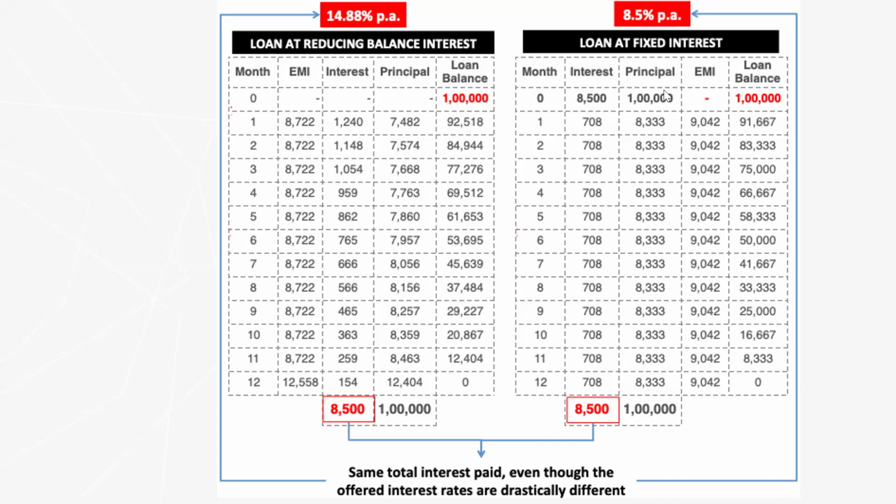Whenever a customer goes for a loan, a salesperson may say 8.5% is fixed and 14.88 percentage is floating, reducing balance. You might think 8.5 percentage looks less, but both are the same. Suppose the salesperson says, sir, 12 percentage is the reducing balance, but 8.5 percentage is fixed. Which one do you want to go for?